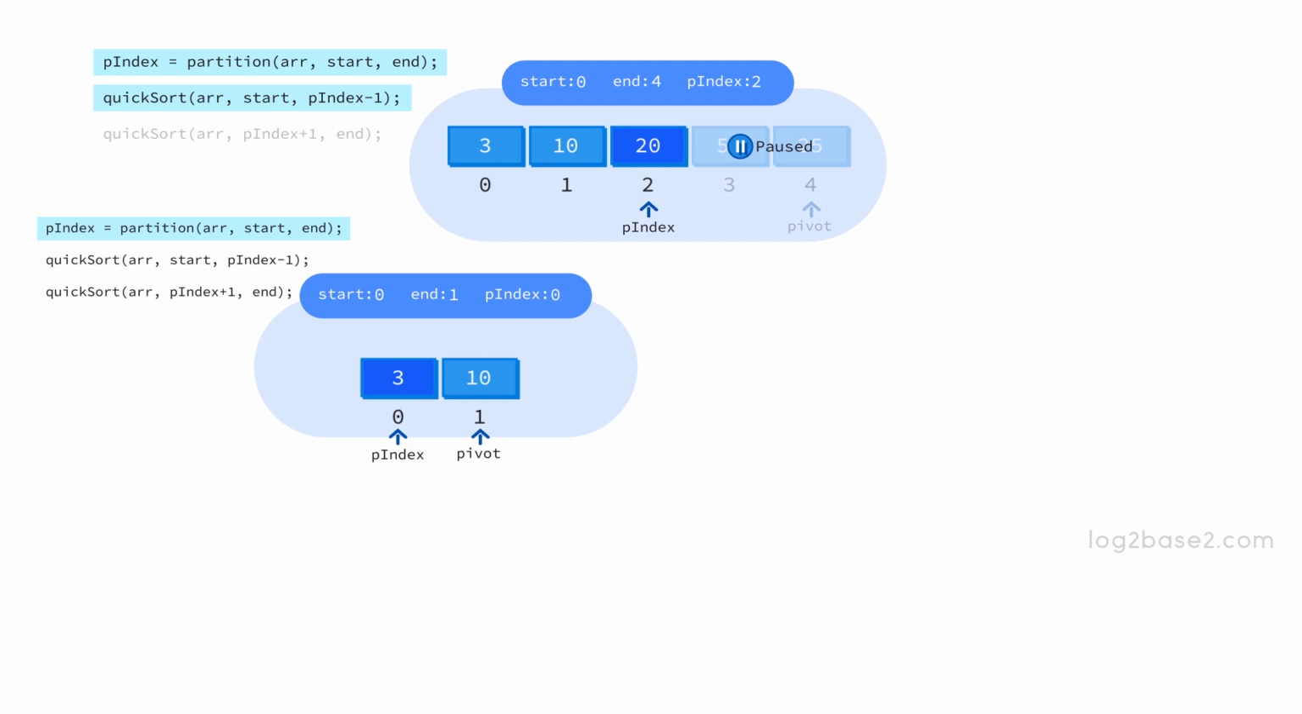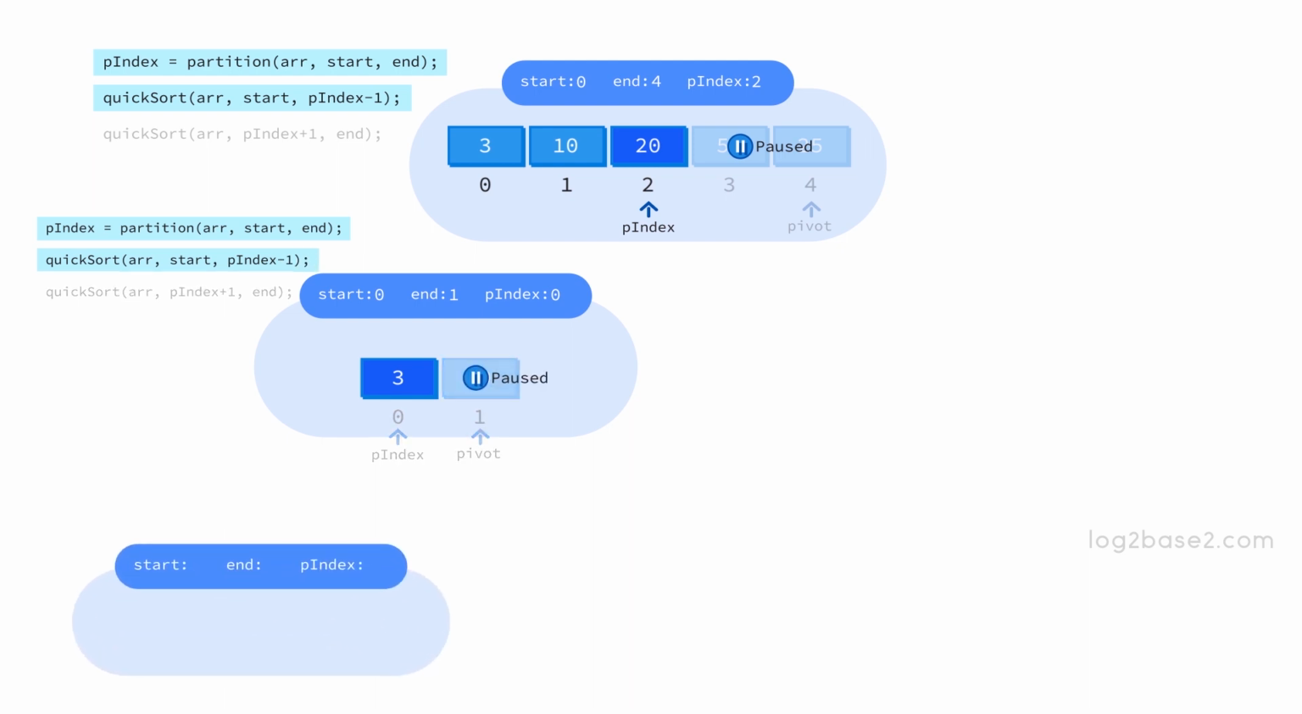So this function has two recursive calls now like before. That is from the starting index to p index minus 1 and next is from p index plus 1 to end. Like above, the first recursive call will be executed first and the second call will wait until the task of first one is finished.